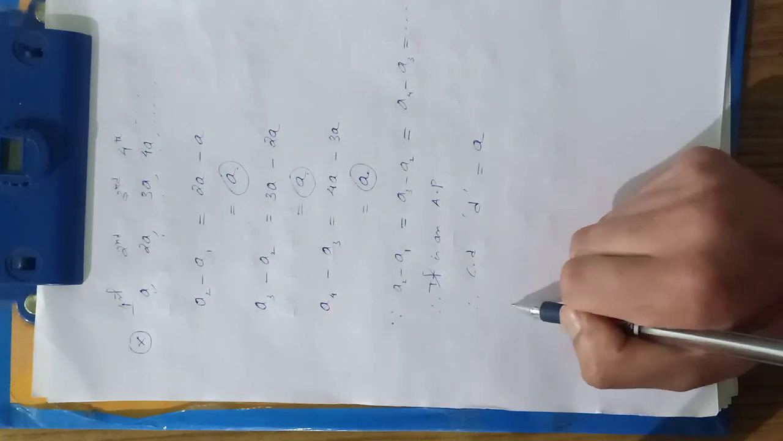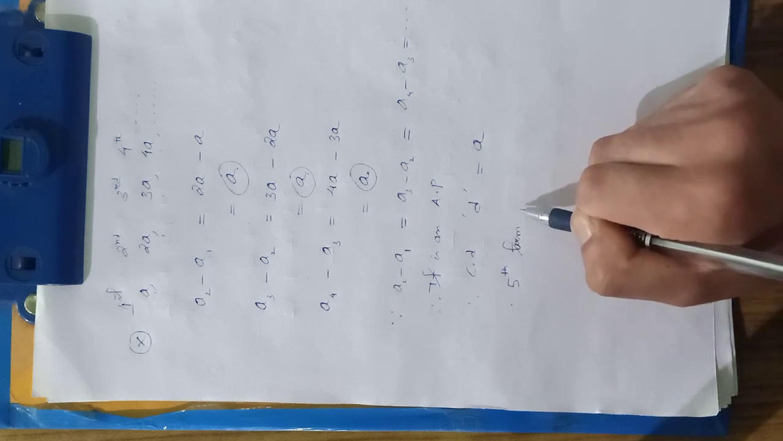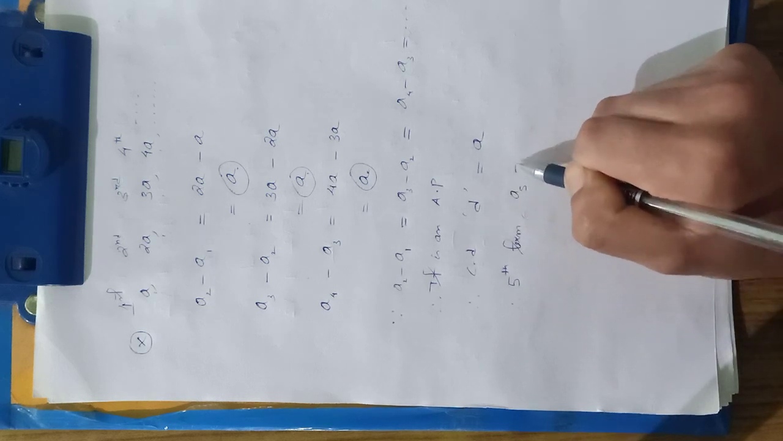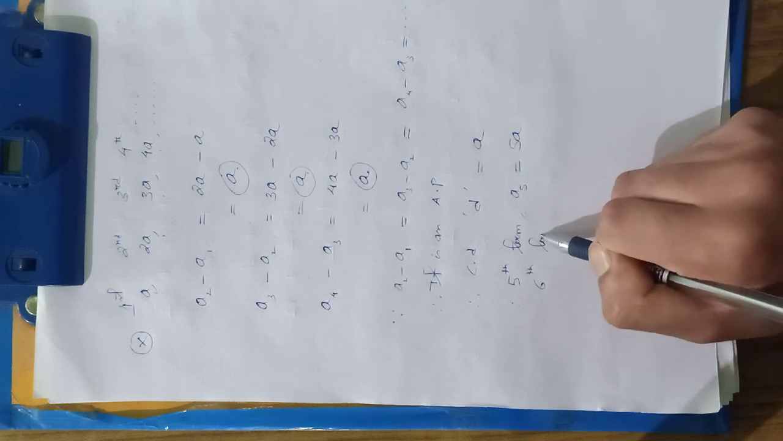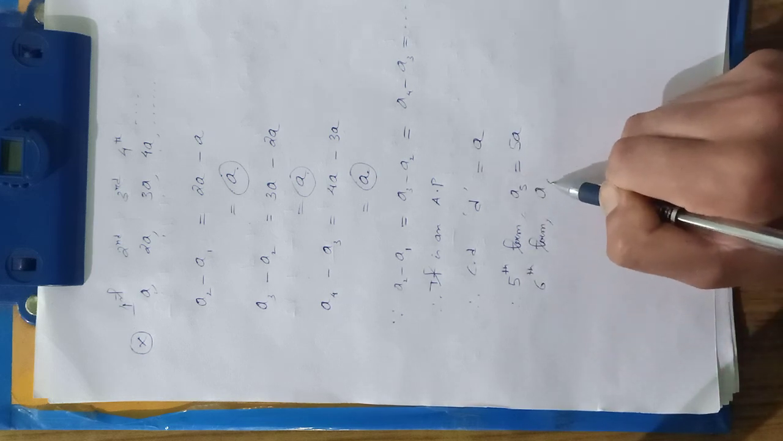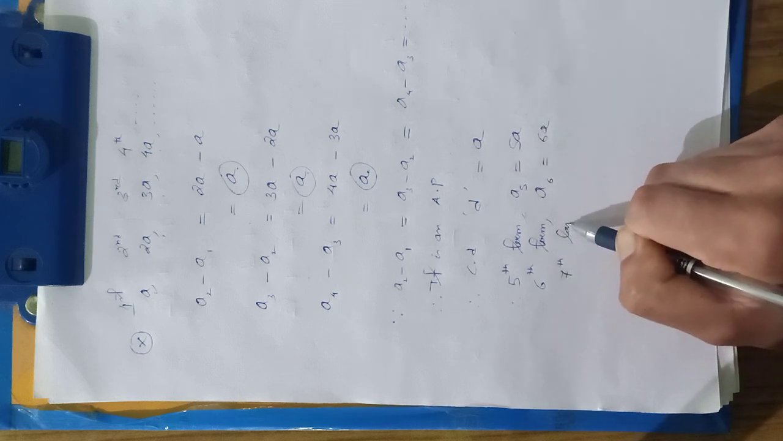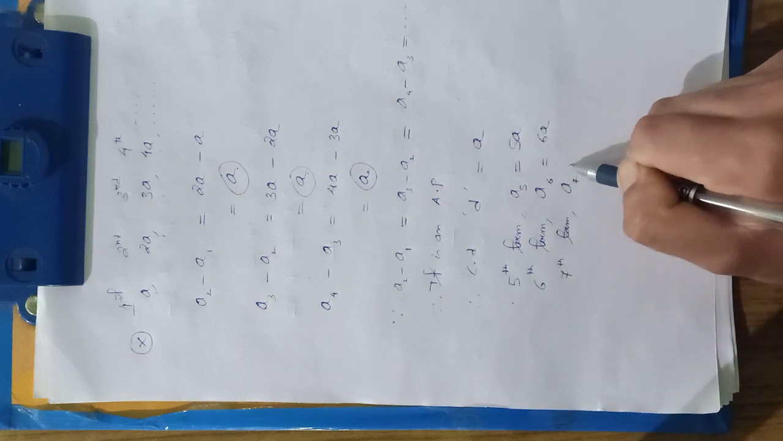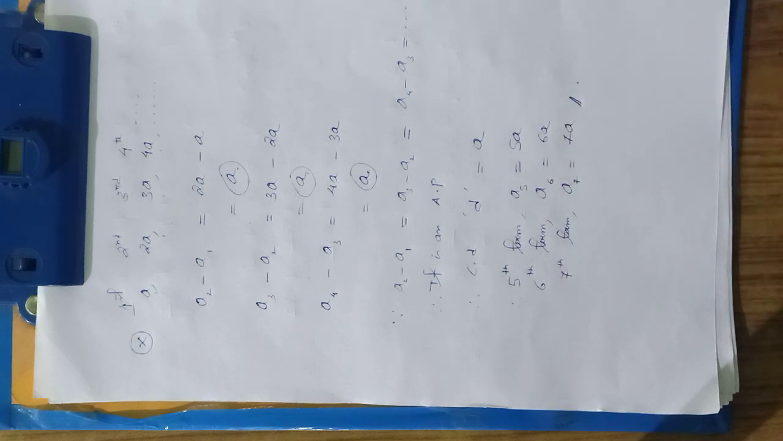So, therefore, the fifth term, a5, will be given by 5a. The sixth term, a6, will be given by 6a. The seventh term, a7, will be given by 7a. That is the complete solution.